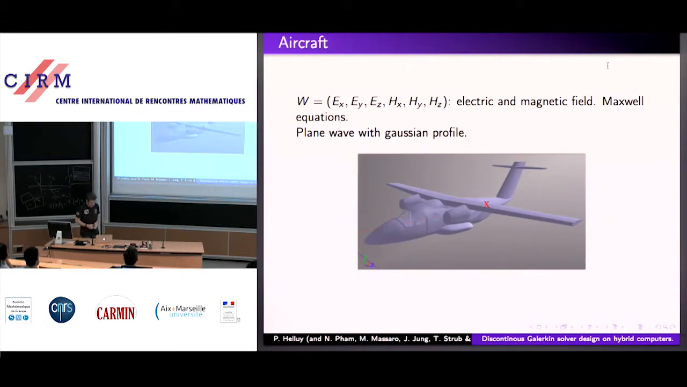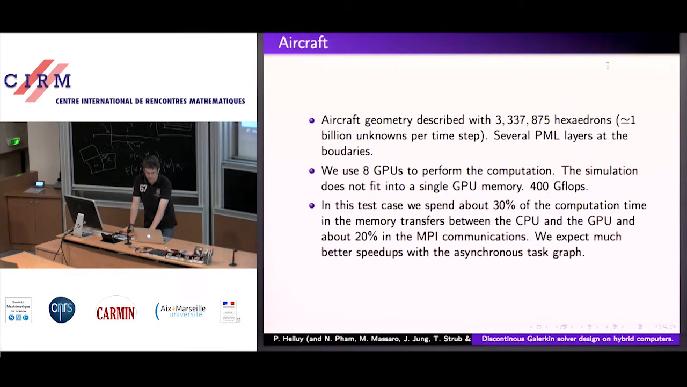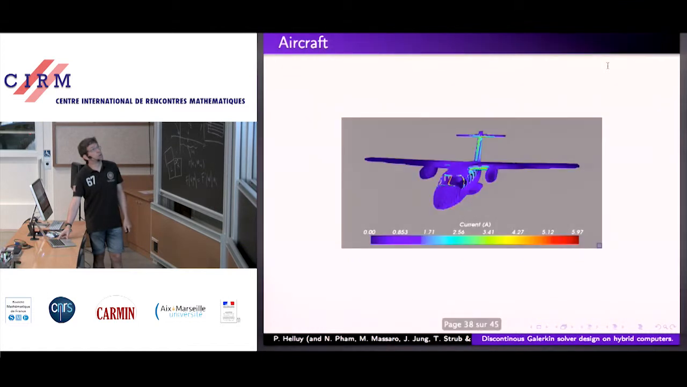Okay, so with this software, we are able to do actual computation. Here you have the example of the resolution of the Maxwell equations outside an aircraft. It is a very huge computation with 3 million high-order hexahedrons, which means that you have more than 1 billion unknowns for each time step. You also have a PML layer, for those who know this. We are able to launch a computation on several GPUs. So it works. Here you have the current on the skin of the aircraft.